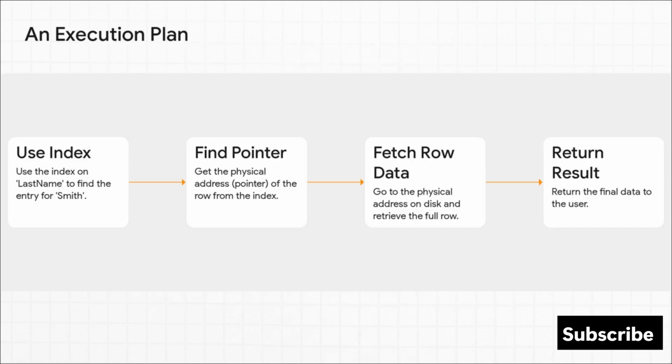And what you get back is essentially a step-by-step recipe. It might say, first, I'm going to use that index on the last name column to find Smith. Then I'll use that to get the row's address, go fetch the full row, and send it back. Reading this tells you if your indexes are actually being used or if the database is ignoring them and doing a slow, painful table scan instead.